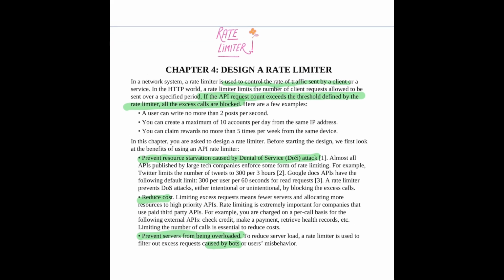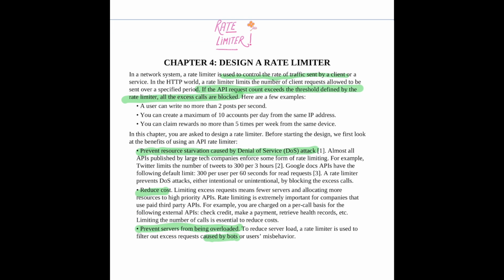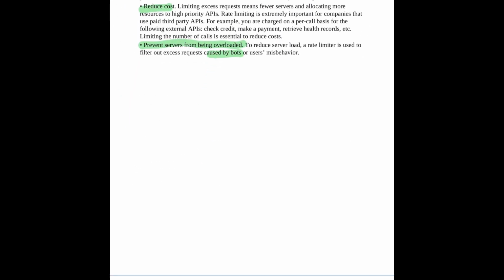So what is a rate limiter? Rate limiter, as the name suggests, is a system that helps you limit the rate. But the rate of what? The rate of request calls. So what happens is you have a client, right? And then there's a service. The client can make some request to the service, okay? But these requests cannot be unlimited.